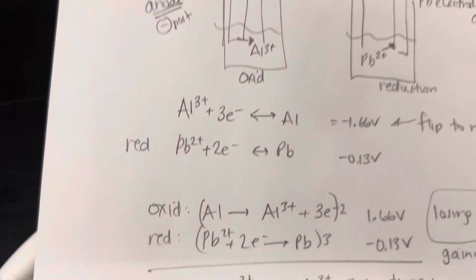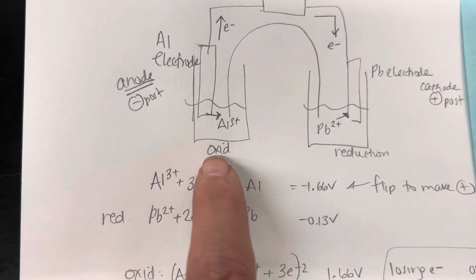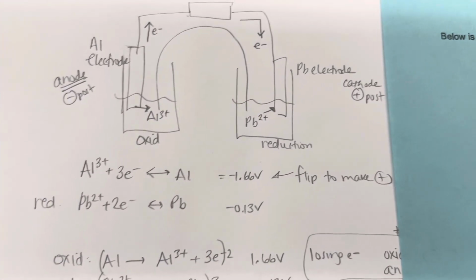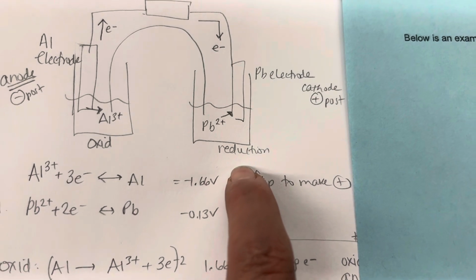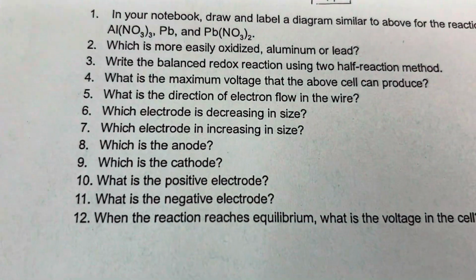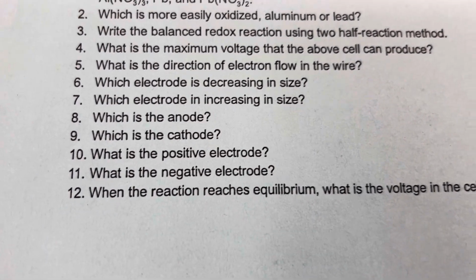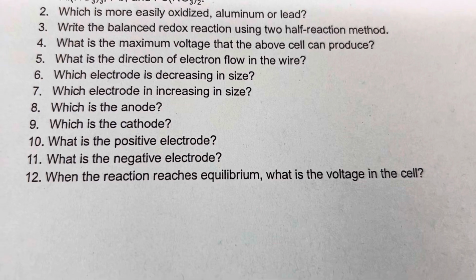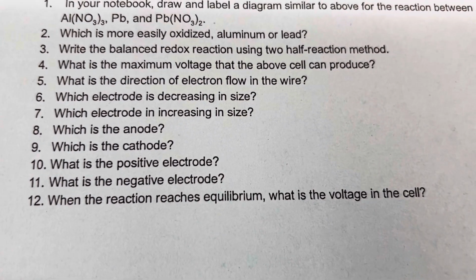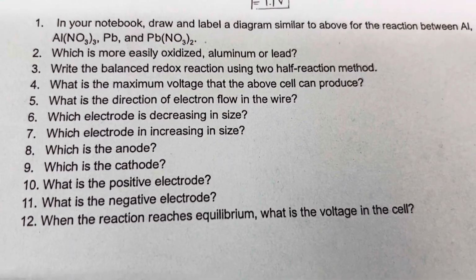The anode is where oxidation occurs. So anode, we said the anode was oxidation. Aluminum's undergoing oxidation, so it's the anode. It is the negative post. And then because lead was undergoing reduction, that means it's the cathode, and it is the positive post. Number 10 and 11 already took care of that. Number 12, when the reaction reaches equilibrium, what is the voltage of the cell? That means your battery died. And when your battery dies, you have 0 volts.